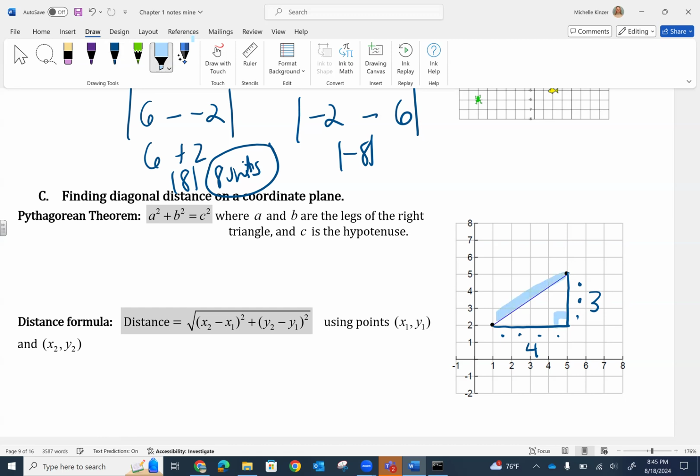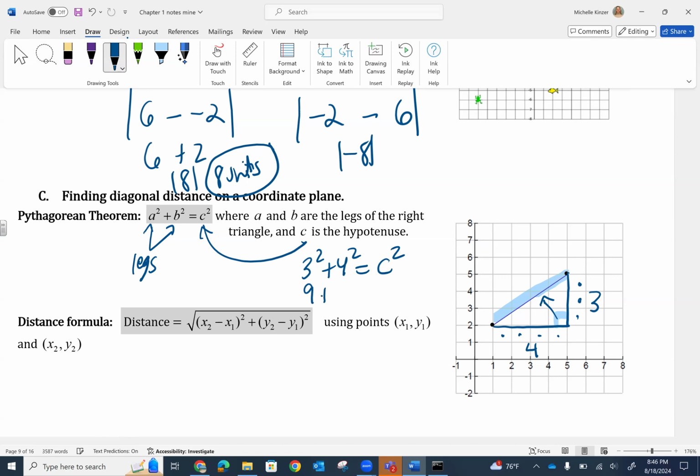Well, the Pythagorean theorem is true on all right triangles. A squared plus b squared equals c squared, where a and b have to be the legs, and the legs meet at the right angle. And c is the hypotenuse, the one that's across from the right angle, the longest side. So if we do 3 squared, the one leg's length, plus 4 squared equals the hypotenuse squared. Okay, a squared plus b squared equals c squared.